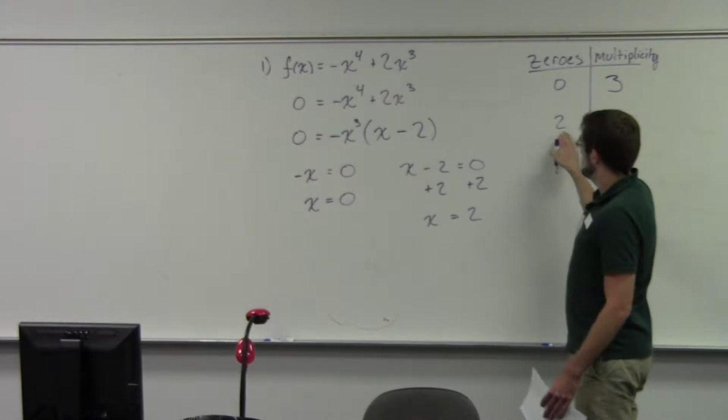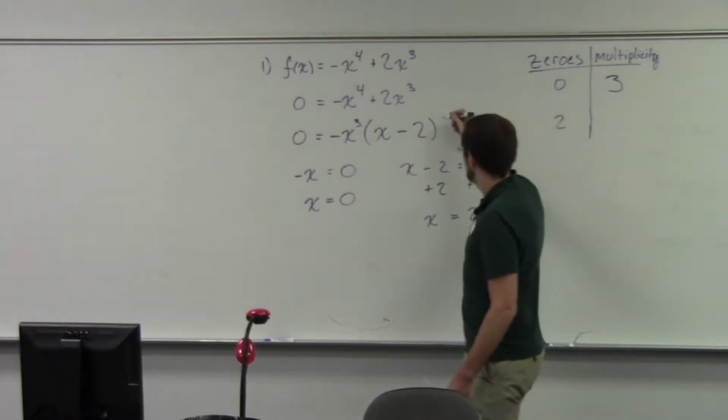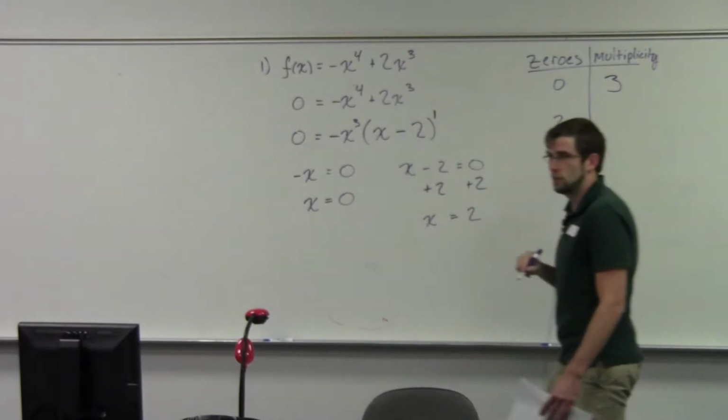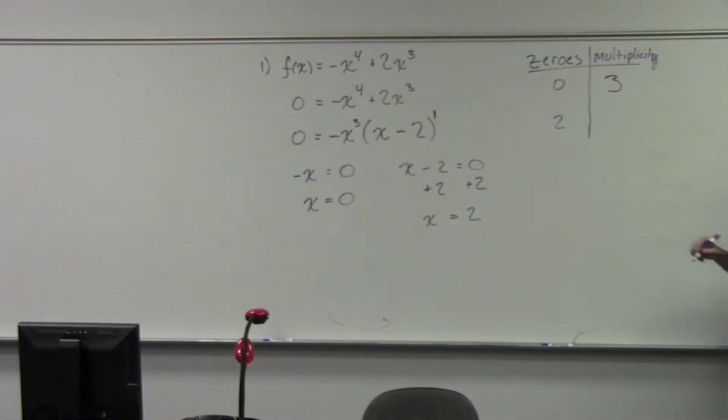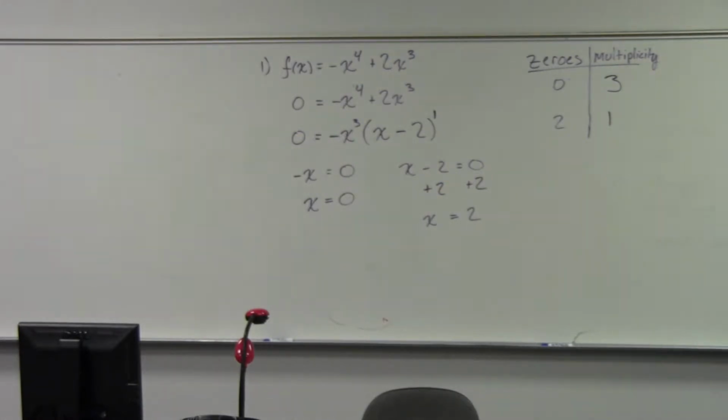All right. And then for my 2, what's my multiplicity? 1. 1, that's right, because it's like a little unspoken. We don't really write the 1 there, but there's a 1 hanging out there on the top. So I have a multiplicity of 1. All right, awesome.